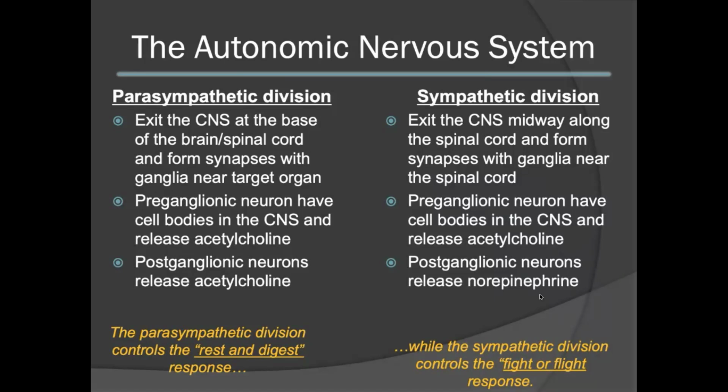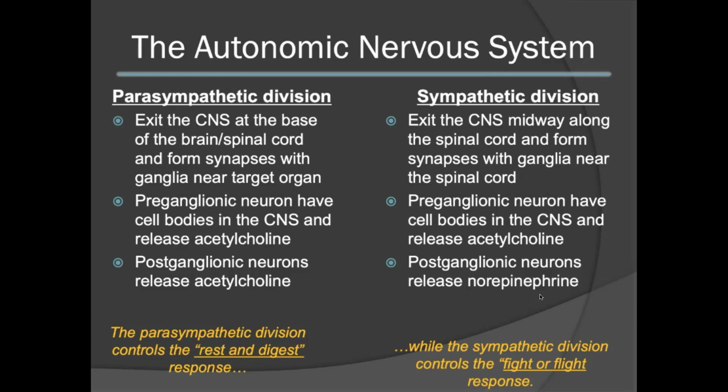The parasympathetic and sympathetic divisions control different actions within the body. The parasympathetic division controls the rest and digest response, whereas the sympathetic division controls the fight or flight response. In the parasympathetic nervous system, neurons will exit the CNS at the base of the brain and spinal cord. These neurons will then form synapses with ganglia near the target organ.